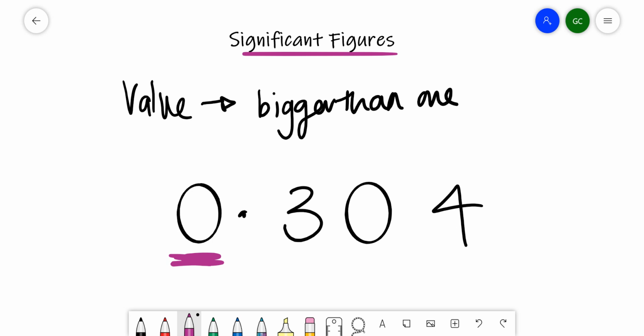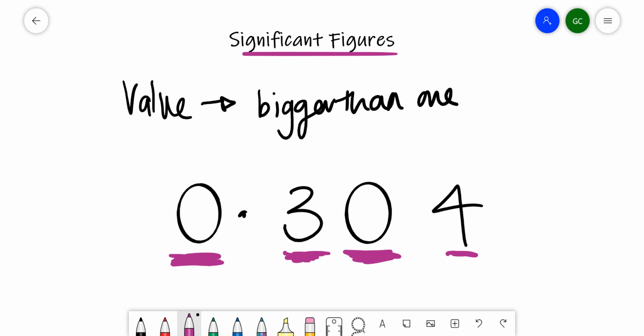However, this 0 over here is holding a place value in between the digit 3 and the digit 4. Therefore, we do count it as a significant figure. So when a 0 comes before a number with value, so a number bigger than 0, then it is not significant. But when it is in between two digits of significance, it is a significant 0.